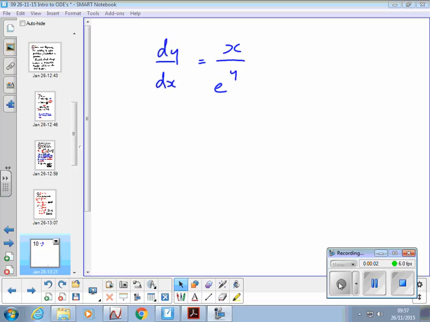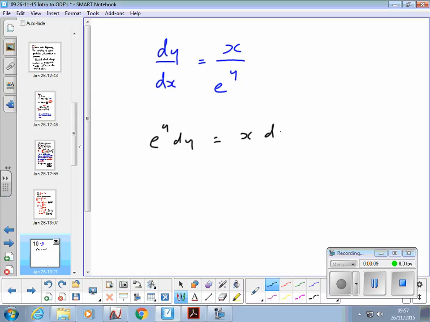So for this example, separating variables, we get e to the y dy equals x dx, don't we? Integrate both sides. Integrate the left hand side with respect to y. Integral of e to the y is, according to our table of differentials, e to the y, right, it doesn't change. Integral of x, add 1 to the power, divide by the new power, plus c.